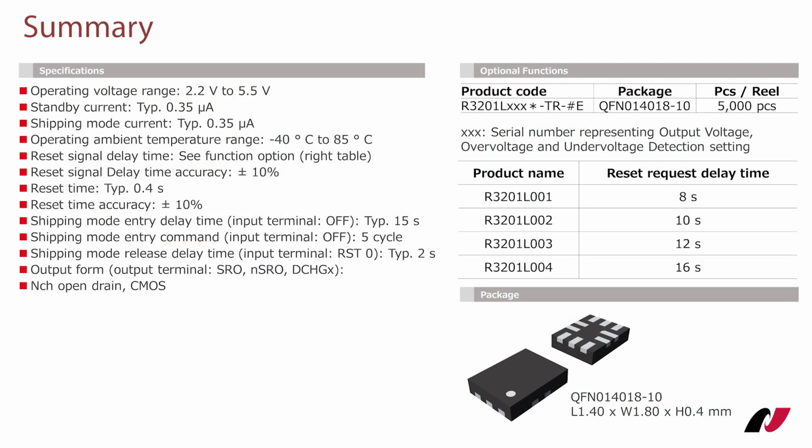The R3201 operates on a supply voltage from 2.2 to 5.5 volt and operating temperature range is from -40 to 85 degrees Celsius. Current consumption of the R3201 is only 0.35 microamp. The reset request delay time is internally set and one can select from 4 different product versions. A small wafer-level chip-scale package is used for this product and occupies only 1.4 by 1.8 mm board space and has a height of 0.4 mm.